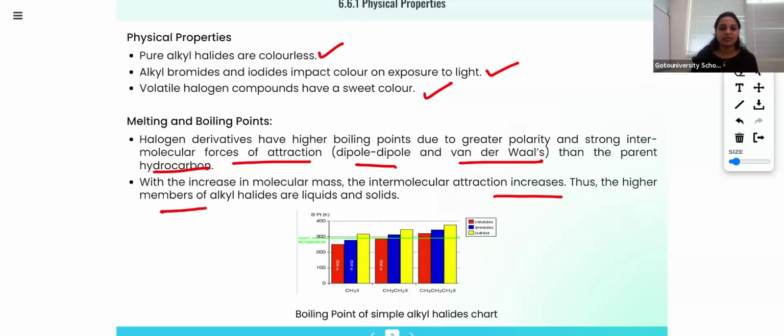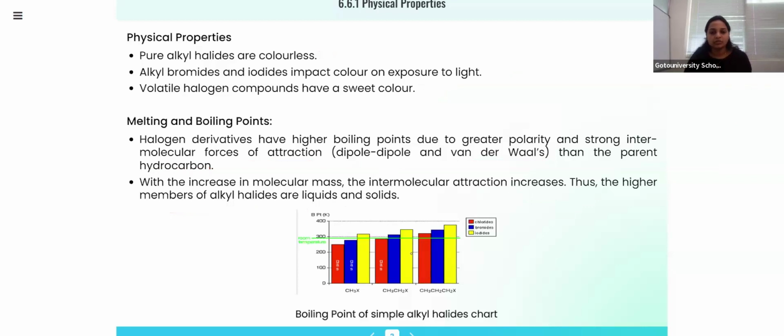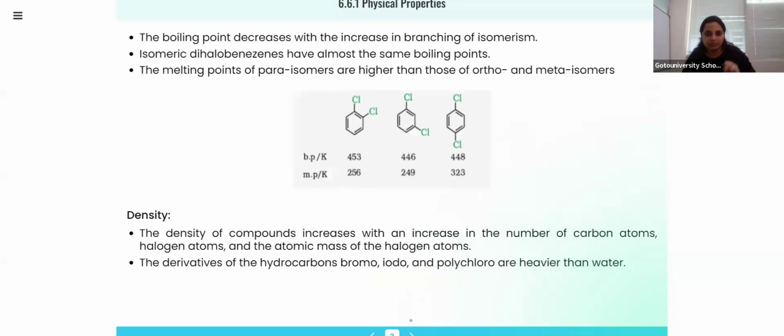Thus, the higher members of alkyl halides are liquids and solids. When the molar mass of the compound increases, when the number of carbon atoms increases, the intermolecular attraction increases. When the number of electrons increases, the van der Waals force increases, because van der Waals force is due to the fluctuation of electrons. When more electrons are there, the interaction will be more because the charge separation becomes more. Okay, that is the important thing.